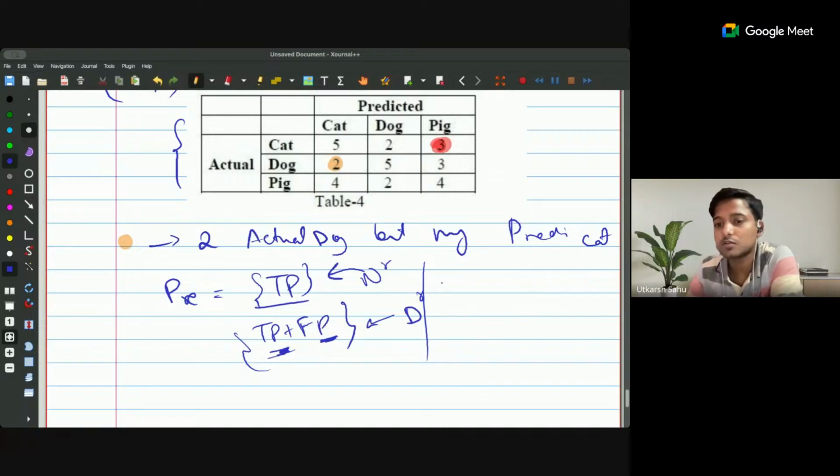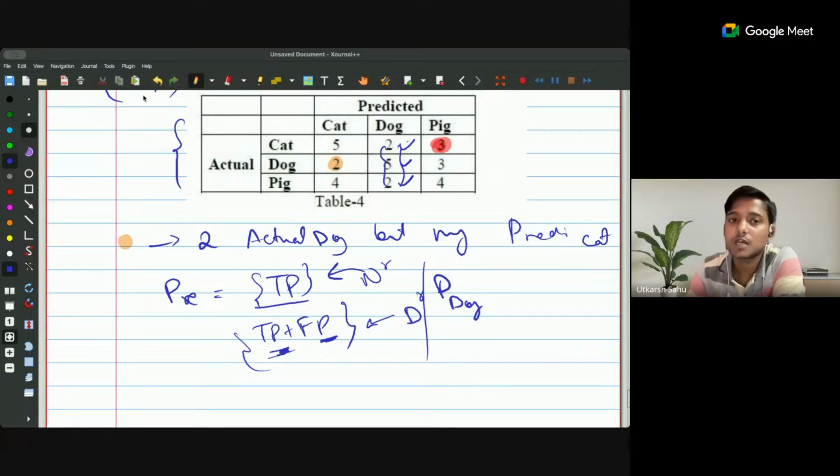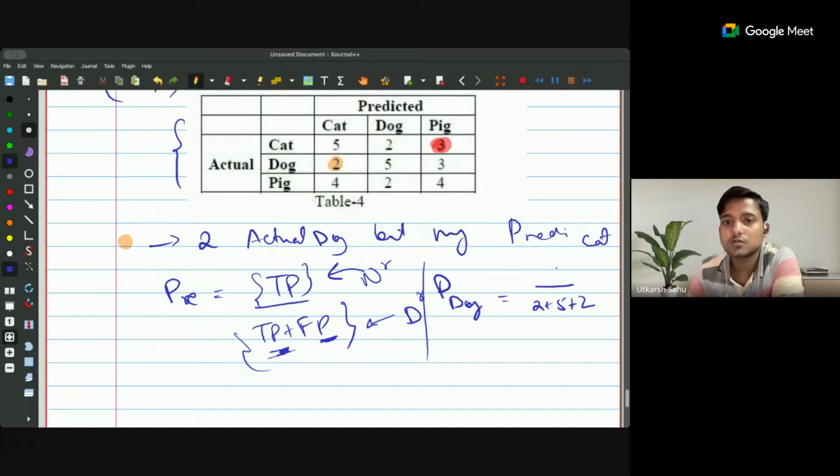So if I'm saying precision for dog, all these, 2, 5, 2, are predicted as dogs by my model. So that means all these things will come in my denominator, 2 plus 5 plus 2. Now, what is my actual dog count? It is going to be this one, 5. So this is going to be precision for my dog class.